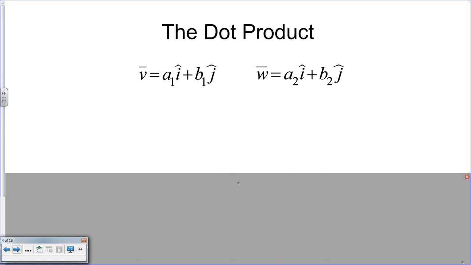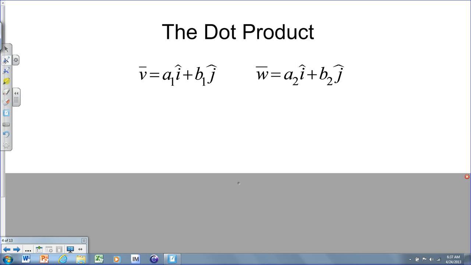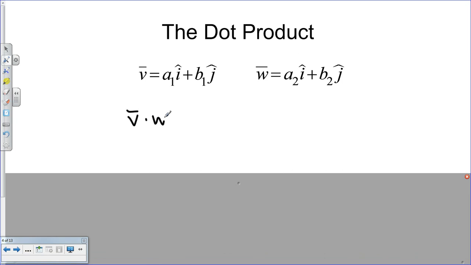So the way that we find the dot product is we're actually going to do something with those components a and b from each vector. So v dot w is simply equal to a1 times a2 plus b1 times b2.